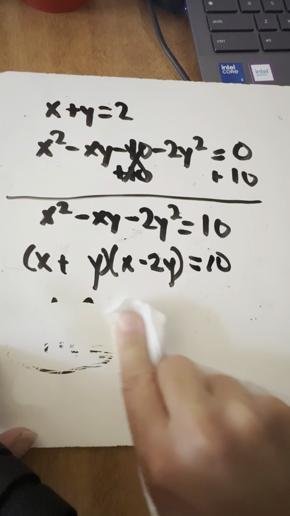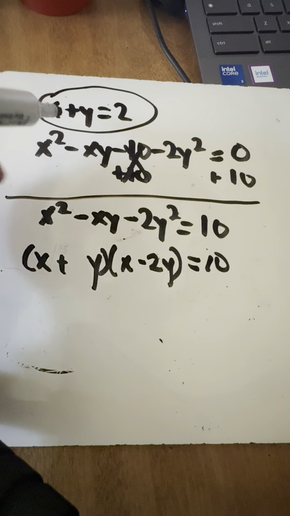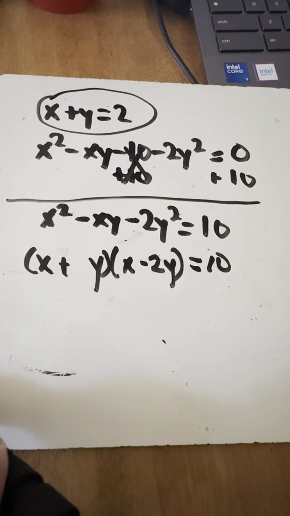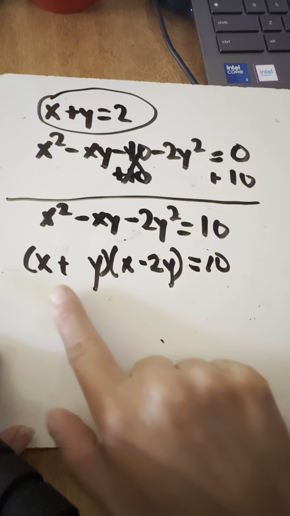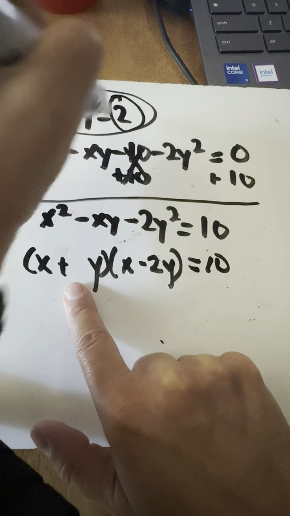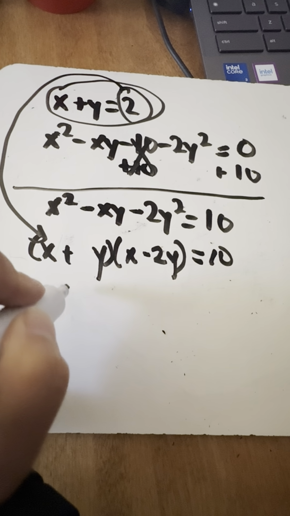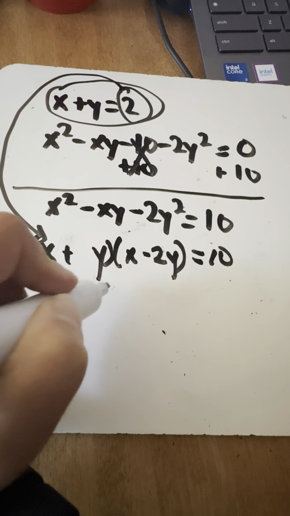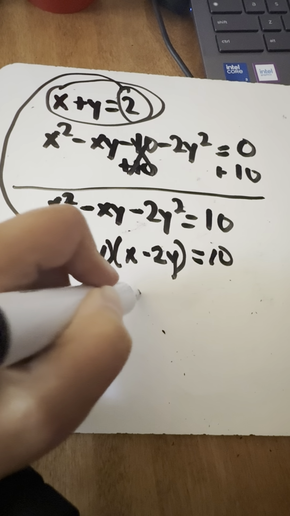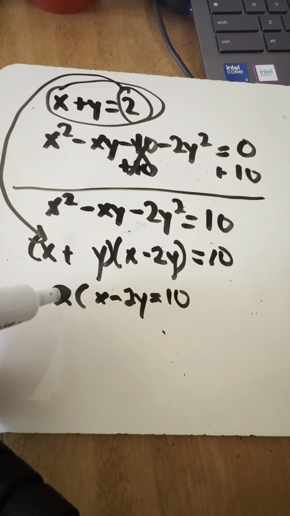Now, the nice thing about this is that we have this piece up here. We're told that x plus y equals 2. We have an x plus y, so we can replace this right here. Just the 2 can go right over here and replace that x plus y. So this is going to be 2 times the quantity x minus 2y equals 10. So now this has just been replaced with the 2.